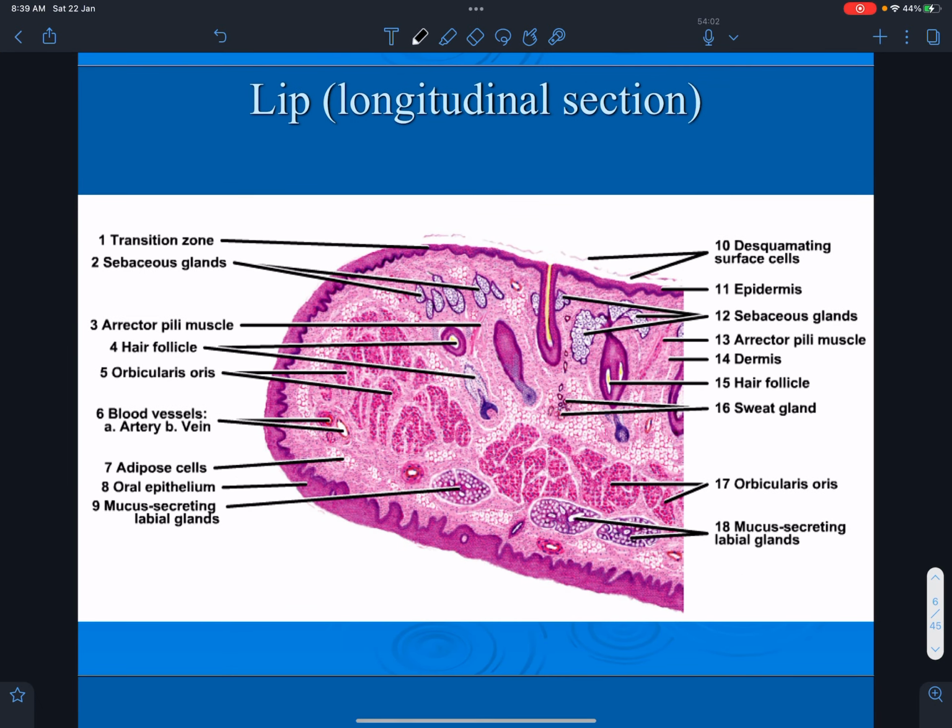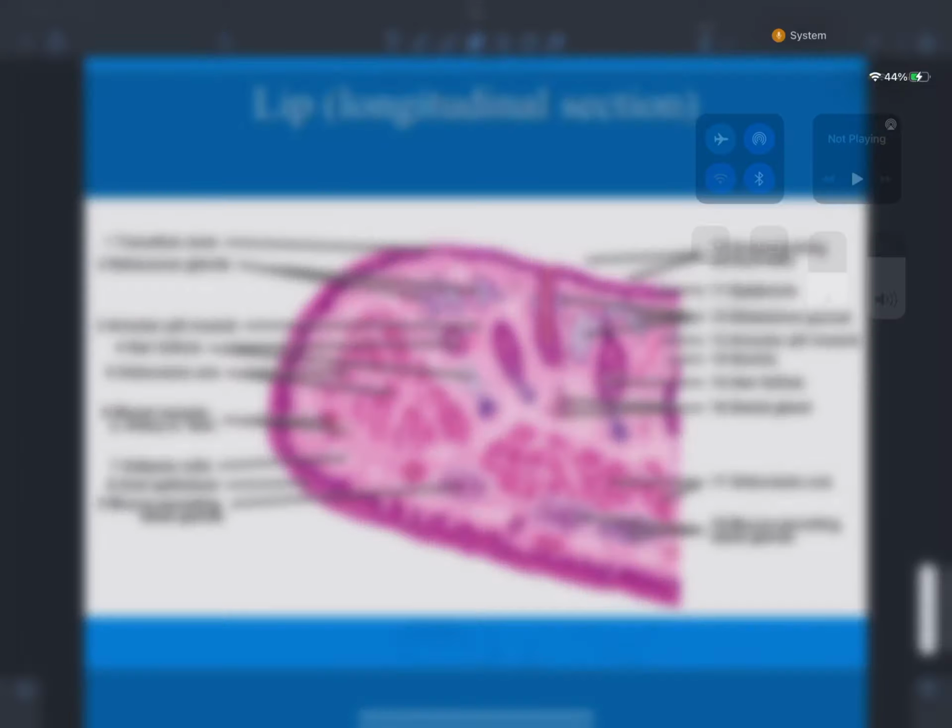Here is the same thing. Thick portion, transition to the mucocutaneous junction, and then from the mucocutaneous junction, it will transition to the external surface, that is your skin. All right, with the sebaceous and sweat glands, hair follicles, and some mucus secreting labial glands underneath in the submucosa. Okay, that's for the histology of the lips. Let's go to the next part.